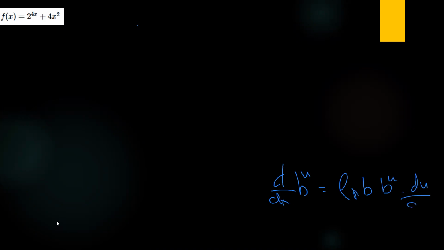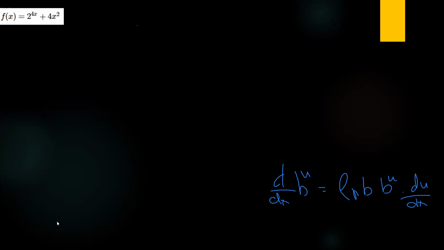Now in this question here, we have to find dy over dx, or f prime of x. Before that, let's remember that the integration of b to the power u is b to the power u over ln b. This is for the integration, but I need the derivation. I'm sorry. So the derivation of b to the power u is ln b times b to the power u times du over dx.